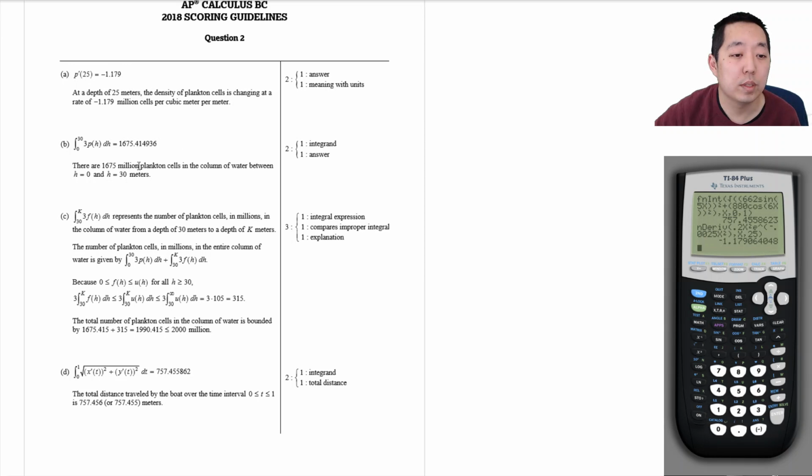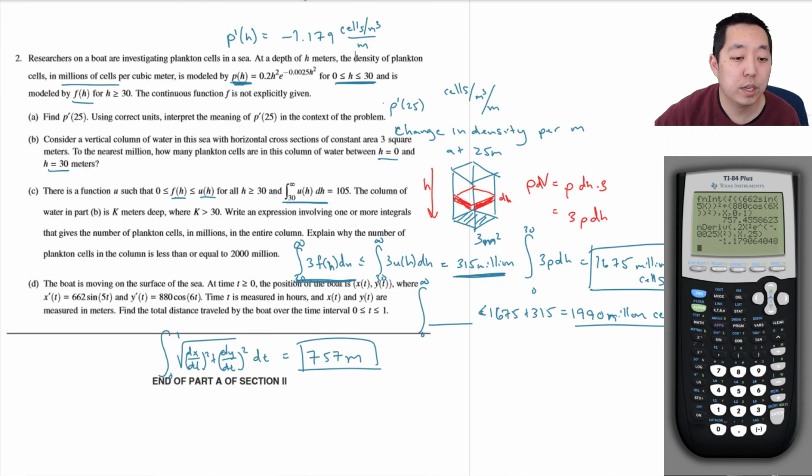So 1675, we got that. Total number of cells is bounded by that. Good. And that is 757 meters. Is that what I got? 757. Yep. Okay.